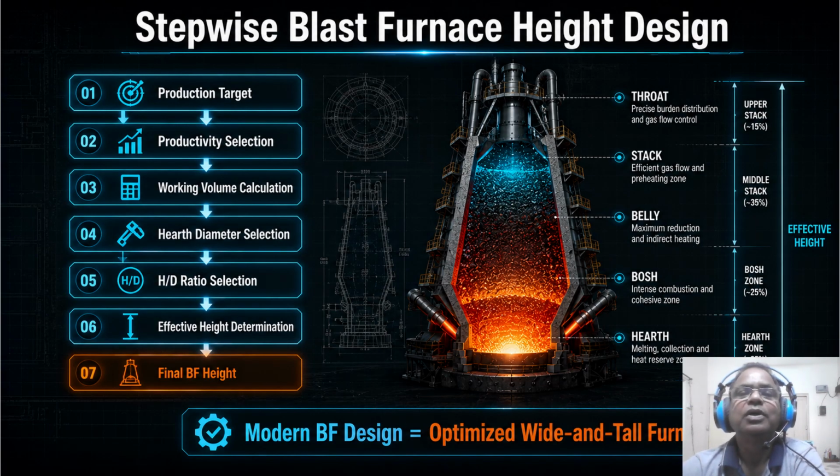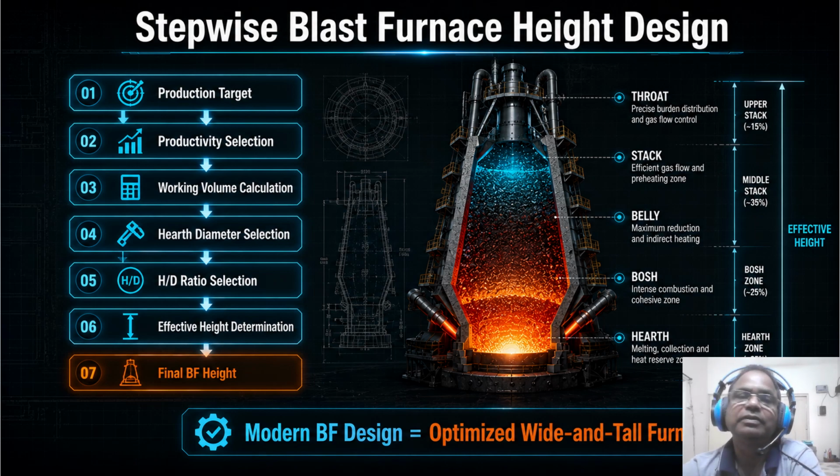So this slide shows the engineering workflow used for blast furnace height design. The process always starts with a production target. Engineers first determine how much hot metal the furnace must produce per day. Next comes productivity selection. This defines how efficiently the furnace should operate in terms of output per cubic meter of working volume. Based on the productivity, the required working volume is calculated. Once volume is known, engineers select the hearth diameter, the hearth size, controlling liquid handling capacity and raceway behavior.